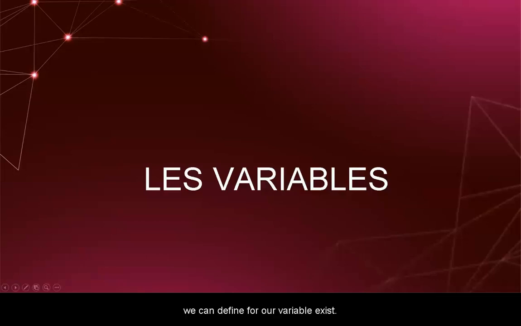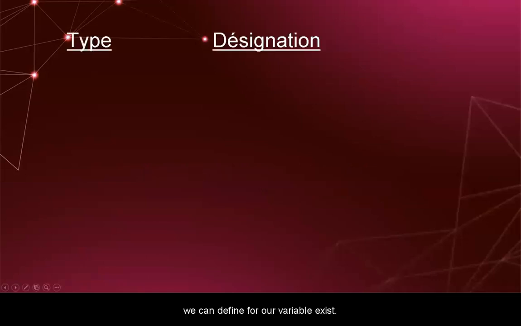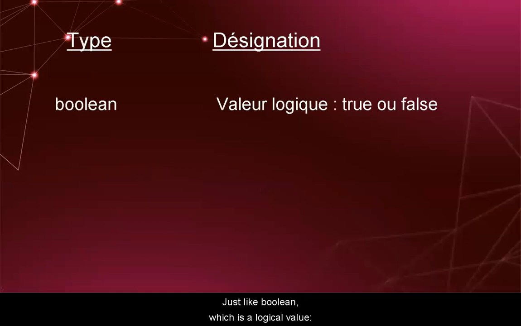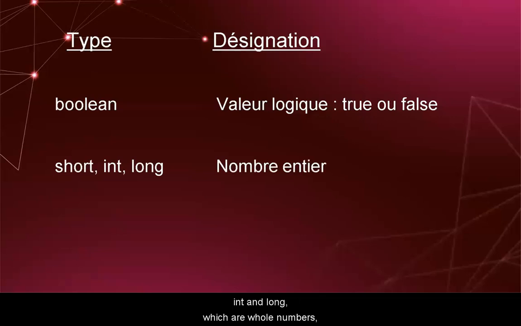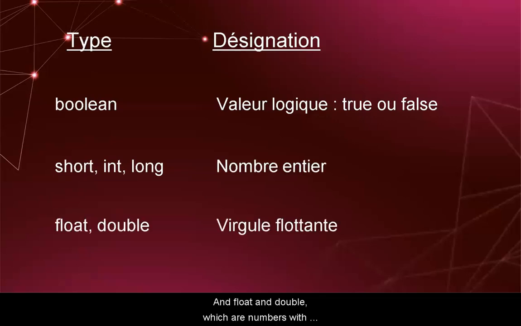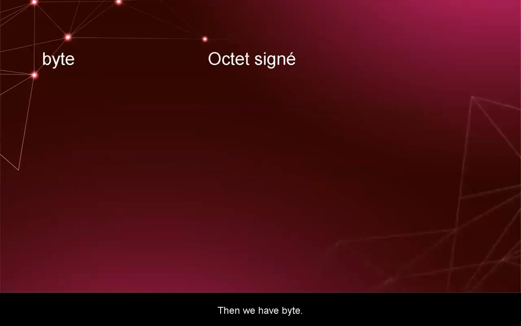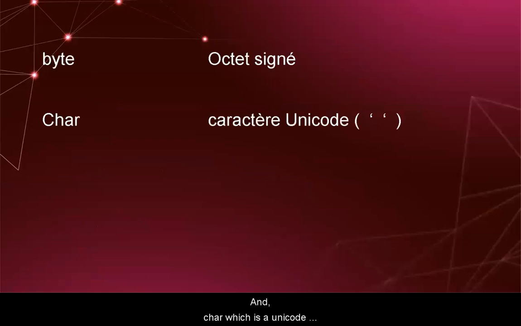Different types of data that we can define for our variable exist, just like Boolean, which is a logical value, so true or false. Short, int, and long, which are whole numbers, meaning they have no decimal point. Float and double, which are numbers with decimal point. Then we have byte. And char, which is a Unicode character. In Java programming, it should be simple code.